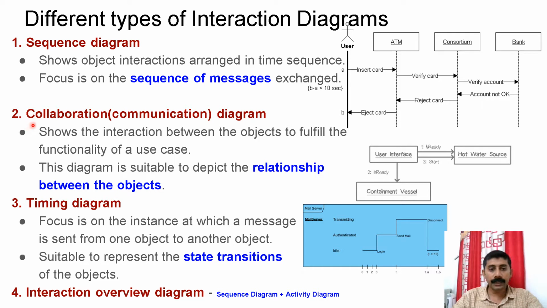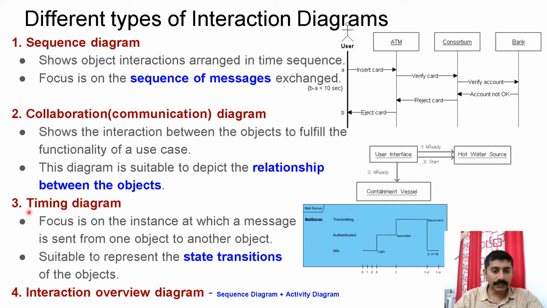The next category is the collaboration diagram, which is also known as the communication diagram. A collaboration diagram shows the interaction between the objects to fulfill the functionality of a use case. This diagram is suitable to depict the relationship between the objects. In the case of a sequence diagram, the focus was on the sequence of messages. In the case of a collaboration diagram, the focus is on the communication between the objects. The collaboration diagram will look something like this. Each object will be represented by different boxes and there will be communication between the objects.